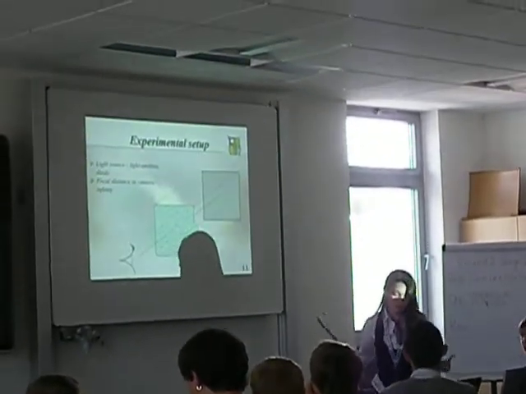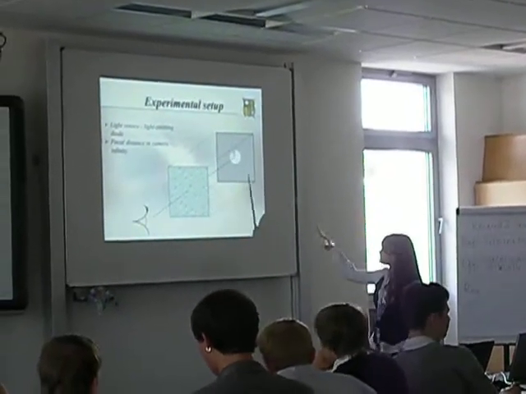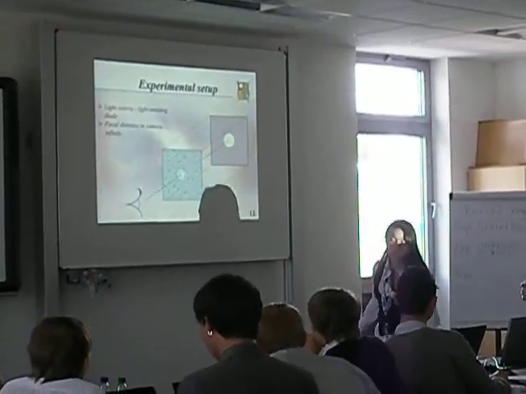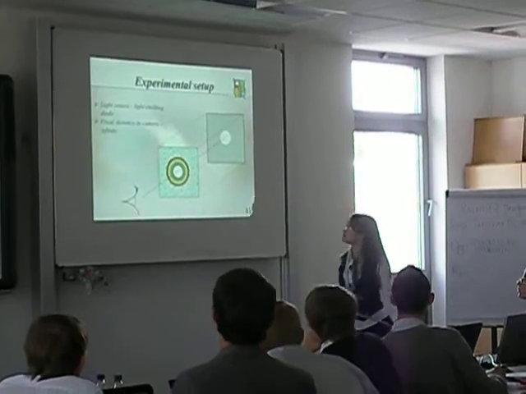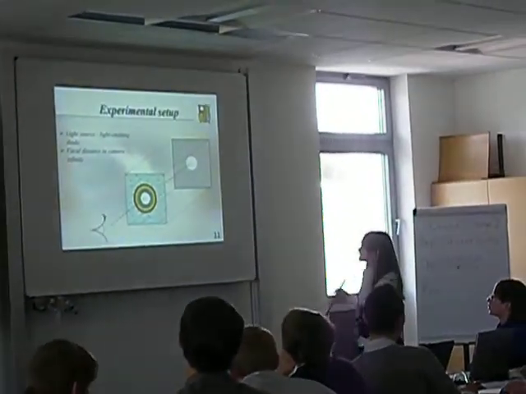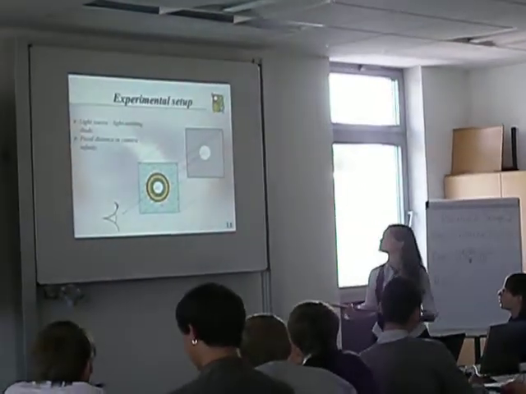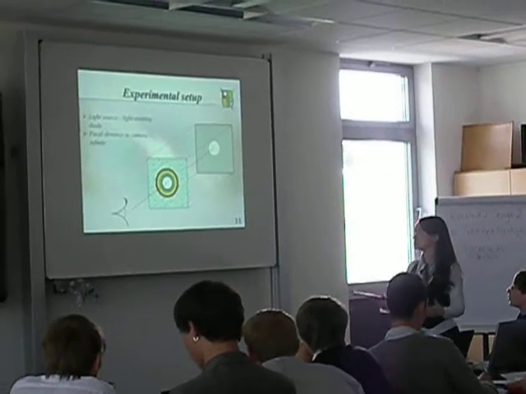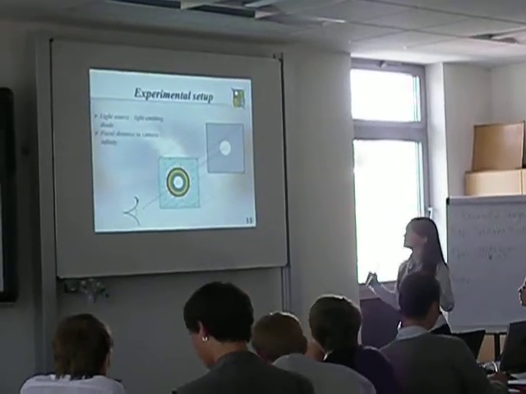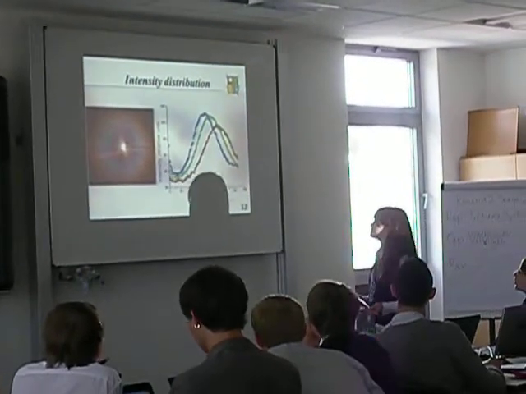Okay, about the experimental part. This is our experimental setup: the light source and the glass, at which we can observe our ring. And the interesting fact about our experimental setup is that the light source is a light emitting diode, and the focal distance of the camera was infinity. It's important for us.